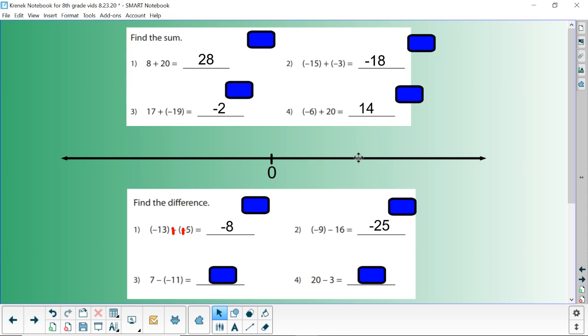And I want to subtract negative 11. So I want to subtract and go left, but since it's a negative 11, I'm going to end up moving that way. So if I add the opposite, you can see that as well. So 7 plus 11, or 7 subtract negative 11, is positive 18. So this one, 20 subtract 3, you can picture 20 over here. I'm taking off 3 positives, 17.